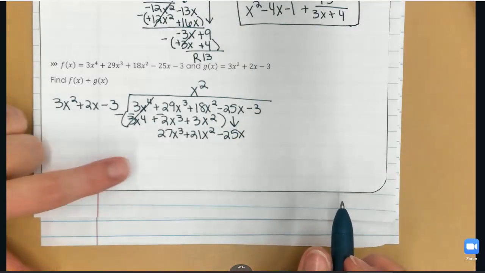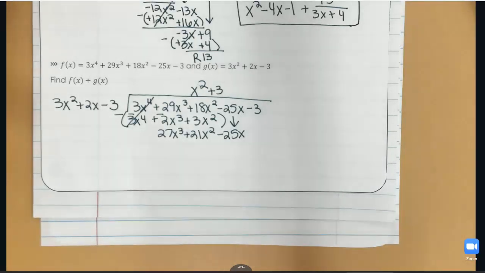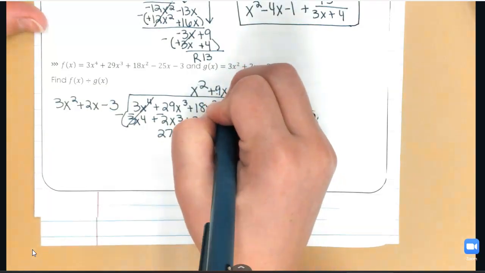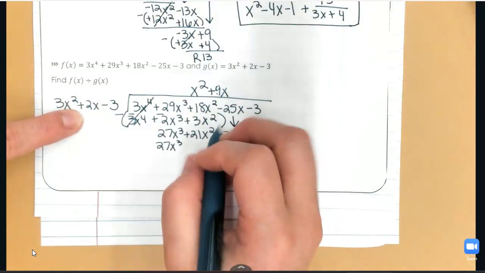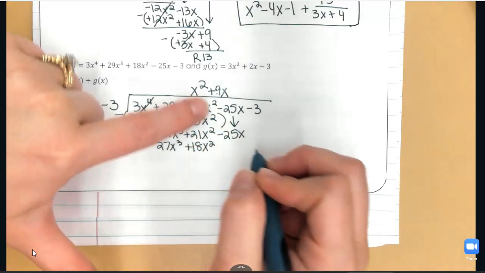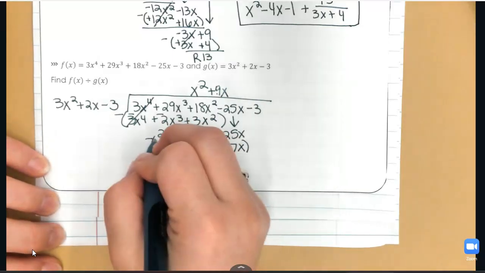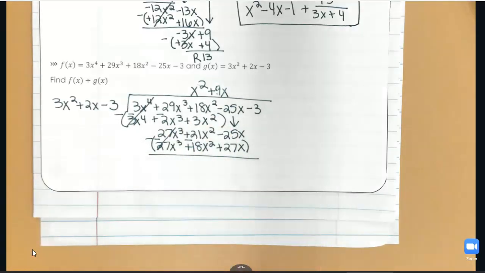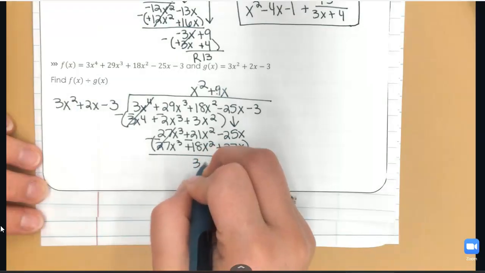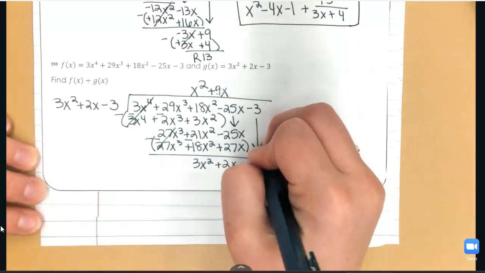What would I multiply 3x squared by to get 27x to the 3rd? Well, that is 9x. Now 9x times 3x squared gives me 27x to the 3rd. 9x times 2x gives me 18x squared, and 9x times negative 3 gives me negative 27x. Again, subtracting, distributing that negative. These cancel. 21x squared minus 18x squared gives me 3x squared. Negative 25x plus 27x gives me 2x. And then I can bring down the negative 3.